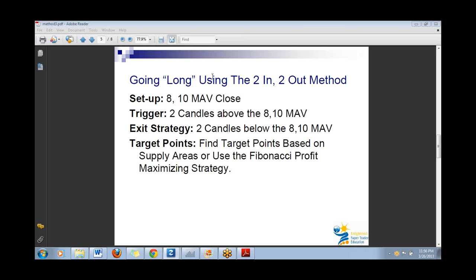There are no stop losses in this strategy, because once they cross the 8 or the 10, that means there's a change of direction of the trend. And the target points are mainly either a fib or a level of resistance. In this particular case, since you're going long, you need to find the resistance point, the next resistance area, or I call it the next supply area.